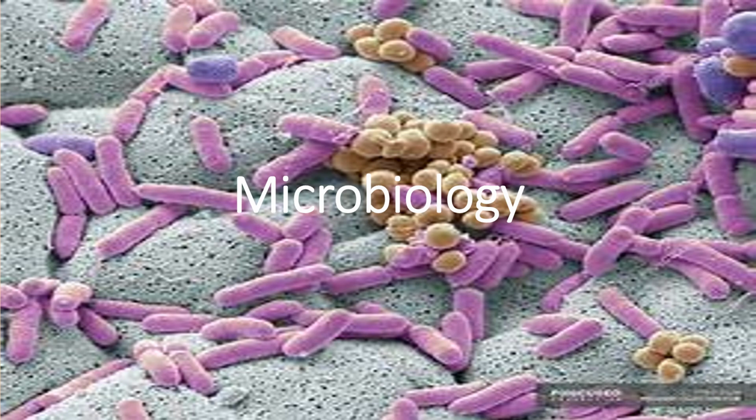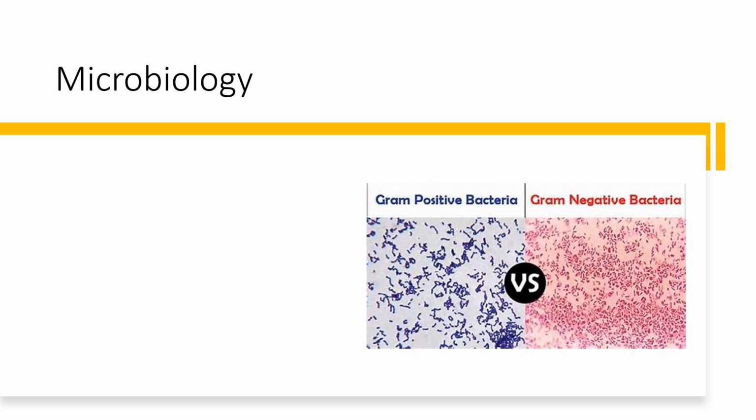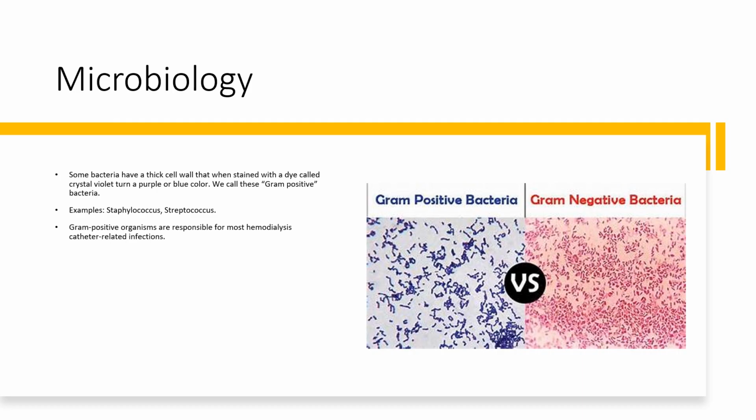Okay, let's now discuss the microbiology of bloodstream infections in dialysis patients. Some bacteria have a thick cell wall that, when stained with a dye called crystal violet, turn a purple or a blue color, and we call these gram-positive bacteria. For example, Staphylococcus or Streptococcus are gram-positive bacteria. Gram-positive organisms are responsible for most of the hemodialysis catheter-related bloodstream infections. The number one cause is Staphylococcus, which in some studies accounts for upwards of 60 to 80% of cases.